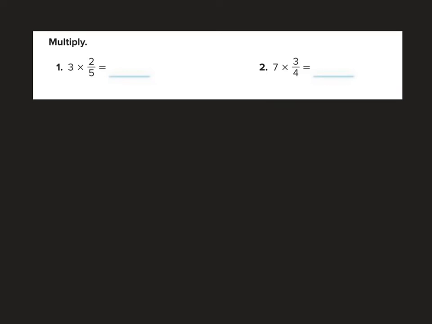Okay, so I'm going to multiply the whole number by the numerator. So I'm going to get 3 times 2 is 6 over 5. Now that's an improper fraction. I notice I can break it into 5/5 plus 1/5, because that's going to get me 6/5. So 5/5 is equal to 1, plus 1/5. So my answer is 1 and 1/5. All right, let's look at the next one.